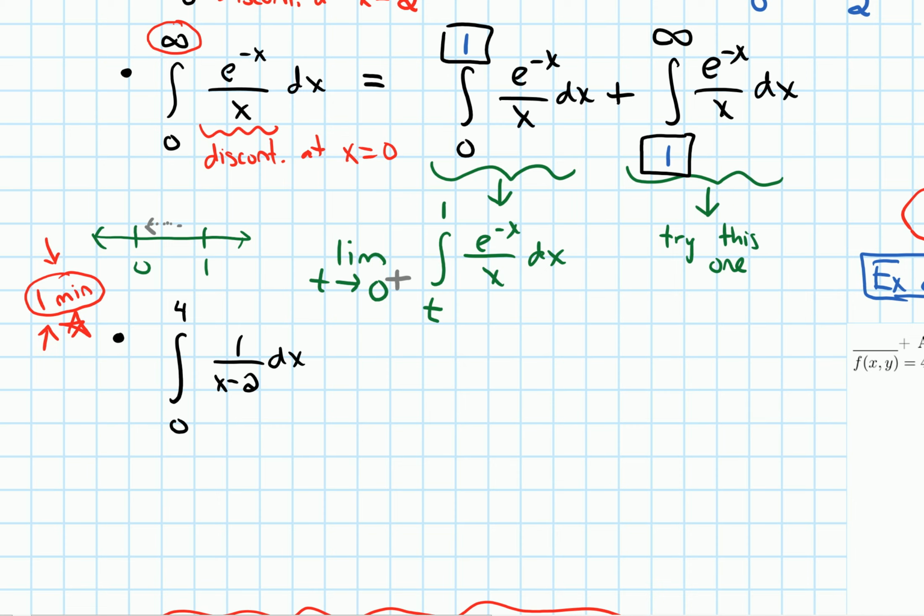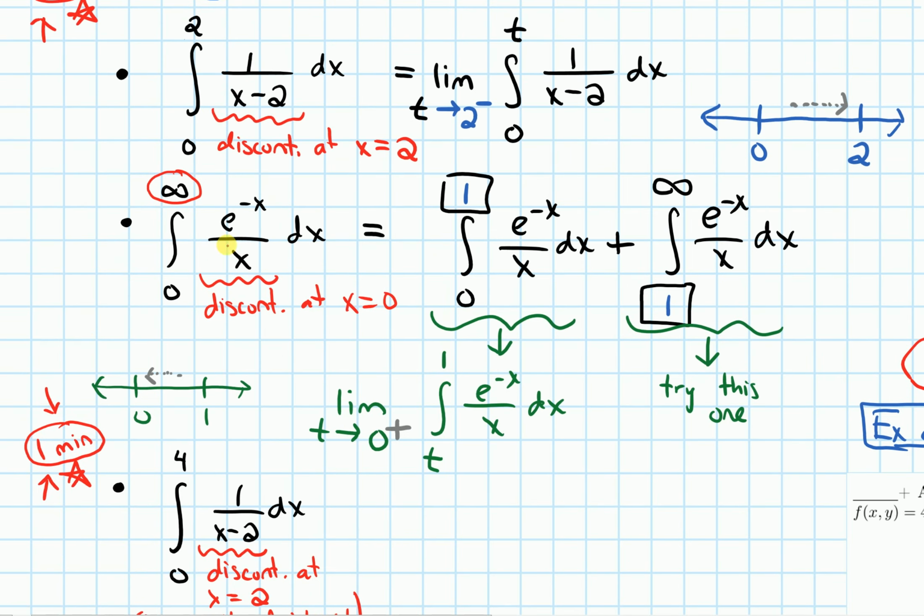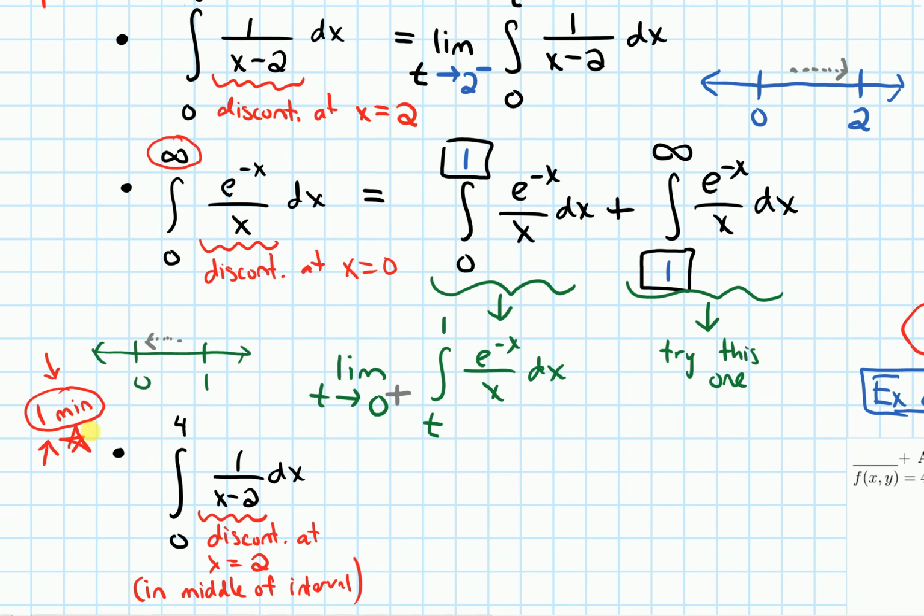All right, hopefully you paused it for a minute to really try this. This time our function is discontinuous at x equals 2. The key thing to notice is that that value is in the middle of the interval, as opposed to before, when the previous two functions were discontinuous at endpoints of the interval.